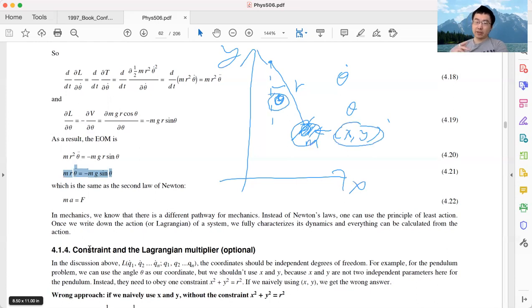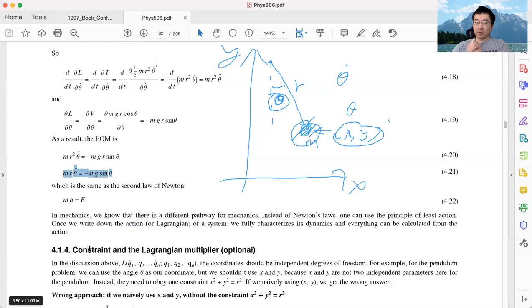Okay, the reason using theta as a coordinate is much better is because theta is a so-called unconstrained coordinate. In other words, this theta can take any value. I don't have any constraint on the value that theta could take.